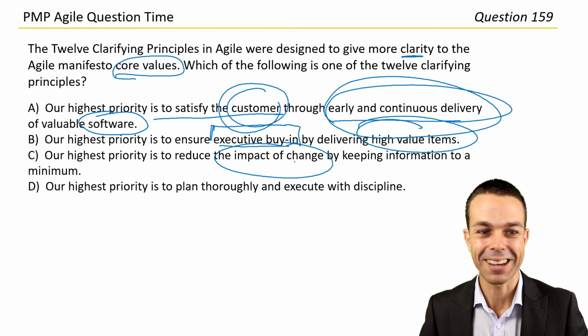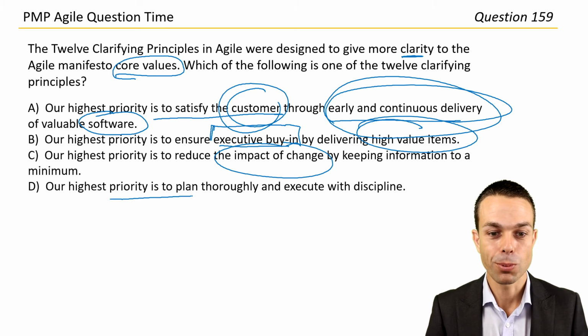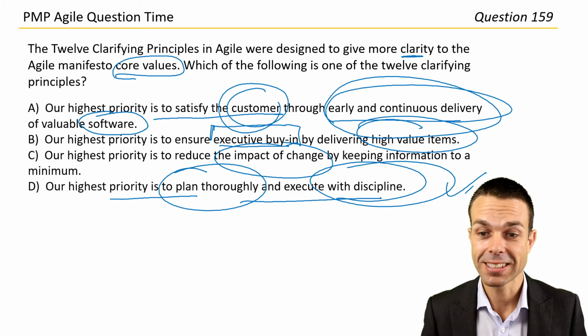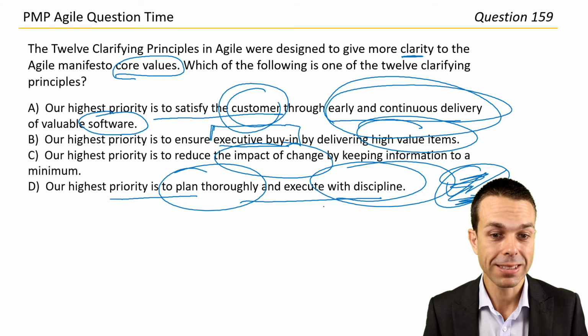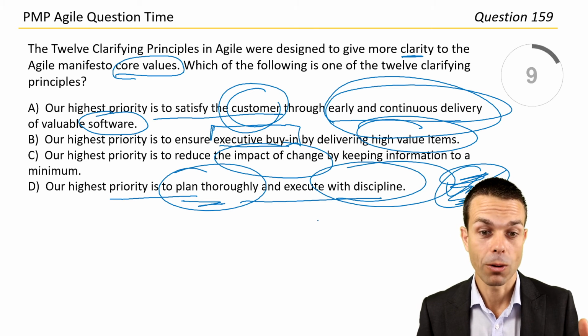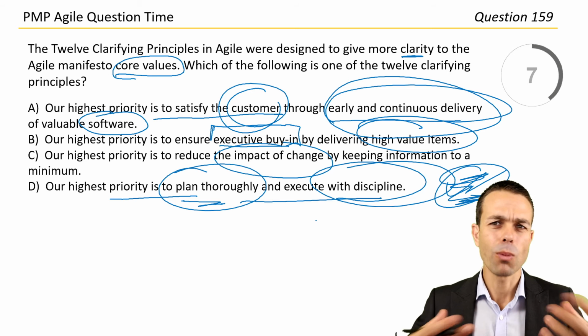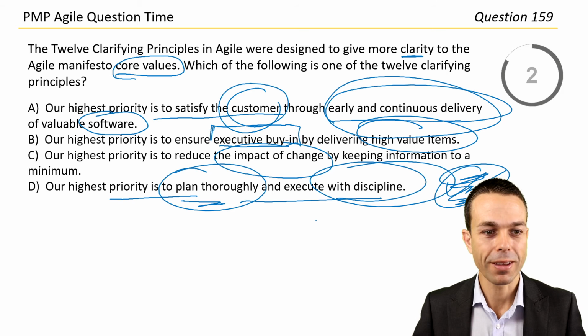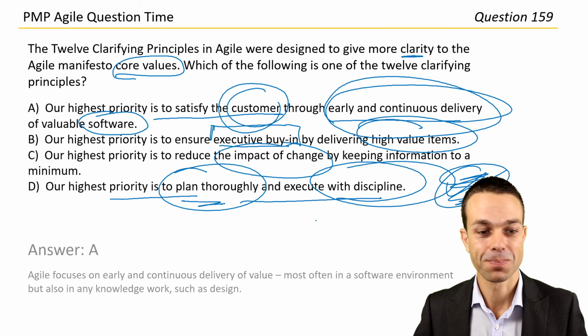So not that one either. And our high priority is to plan thoroughly and execute with discipline. Execute with discipline, yes, absolutely. But to plan thoroughly, while we do have a plan, yes, when we're planning thoroughly, that's more of a waterfall or a predictive life cycle approach. So I think the correct answer here is going to be A.